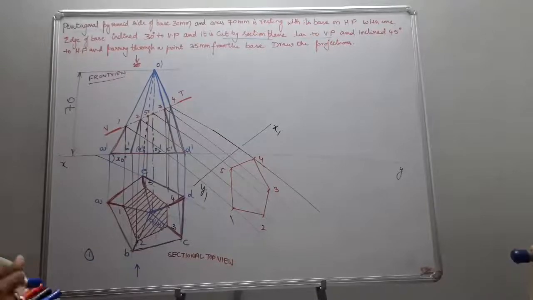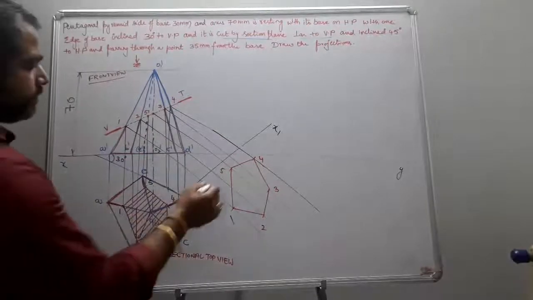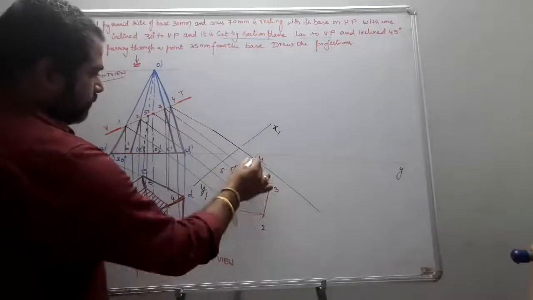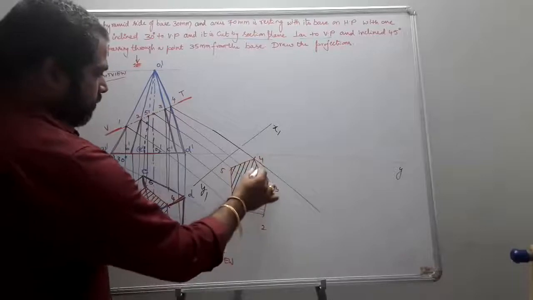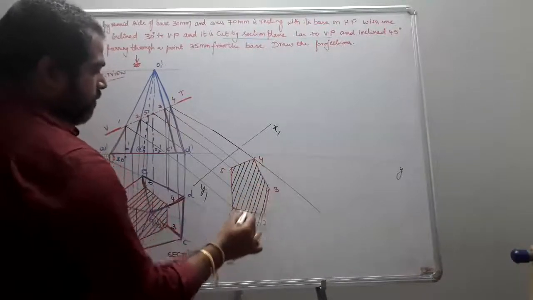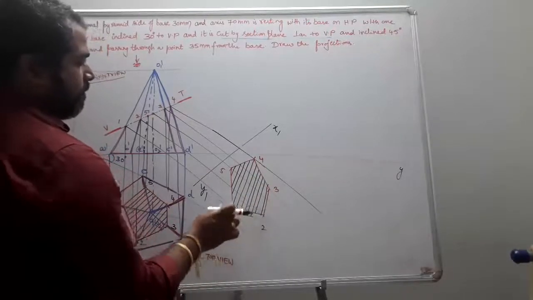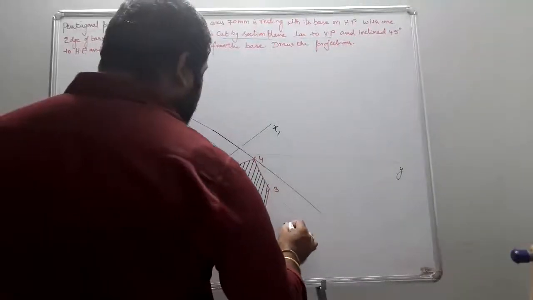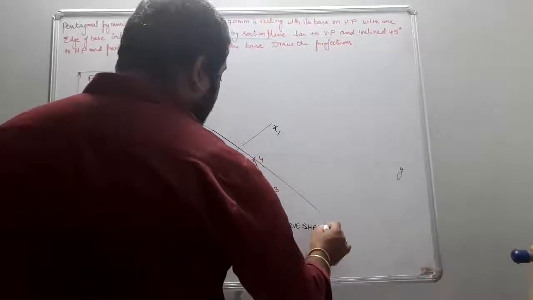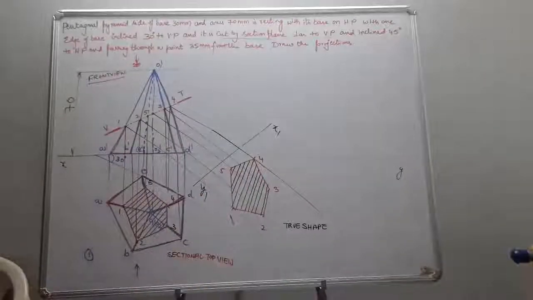Now mark all these things with the hatching. So this was the true shape of the section. Students, is it clear? Is it clear?